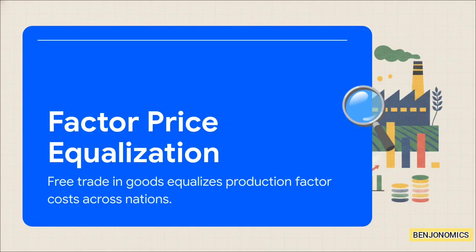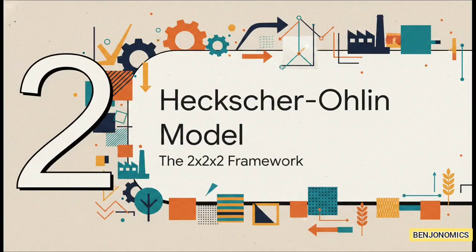The brilliant, frankly counterintuitive part of Samuelson's theory is that these wages and rents can equalize worldwide without a single worker migrating and without a single dollar of capital crossing a border. The simple act of trading goods acts as a perfect substitute for the physical mobility of labor and capital. It's kind of mind-blowing when you think about it. Now, to make sense of that, we need to look at part two, the Heckscher-Ohlin model.